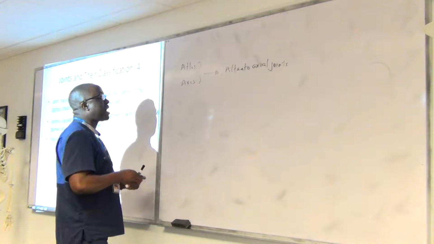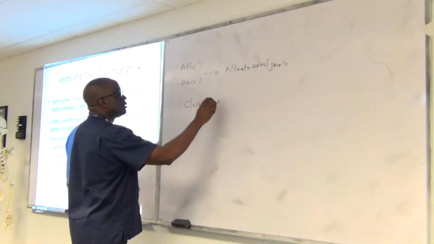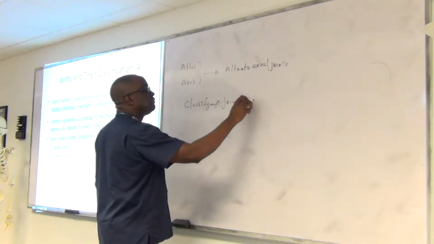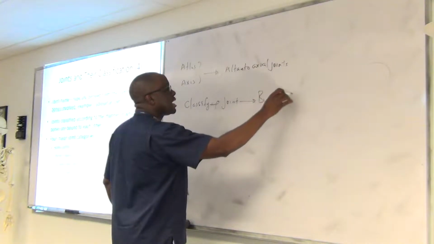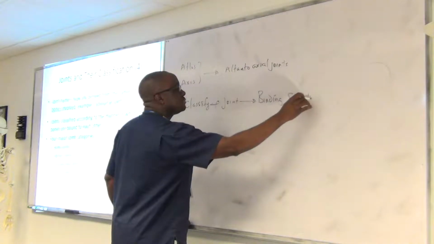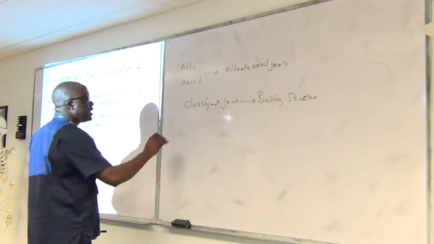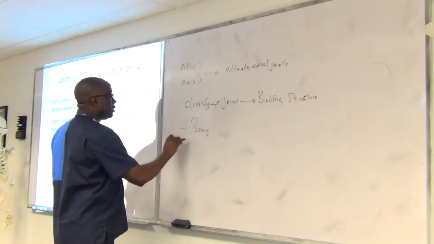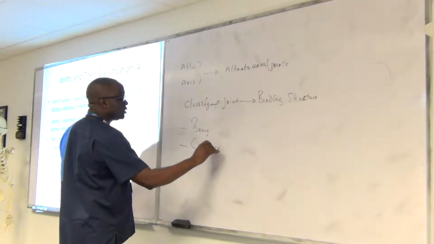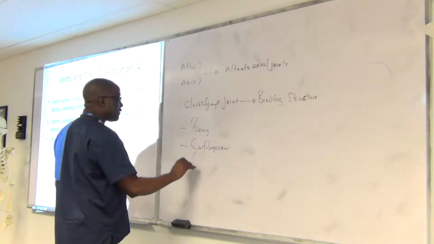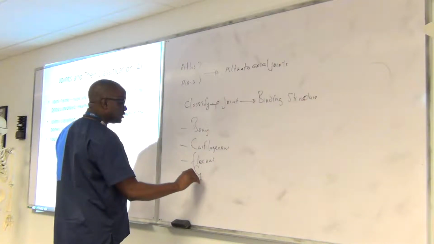How we classify joints depends on what is binding them together, the binding structure. Based on this, we have bony, cartilaginous, fibrous, and synovial joints.